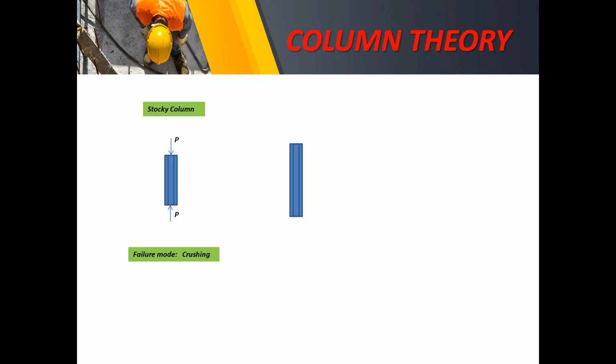While if we have a longer column with the same loading, the failure mode here is buckling. So it is said that if you double the length, the actual capacity of the loading will be reduced 4 times.